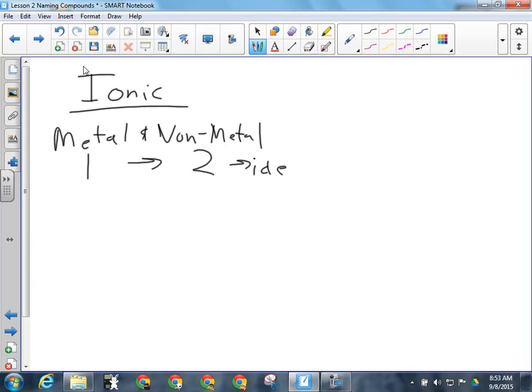Okay, when I'm naming, I've got a metal with more than one possible charge. In the name, I have to put? Right, I have to put in Roman numerals for the multivalent, as we call them, metals.